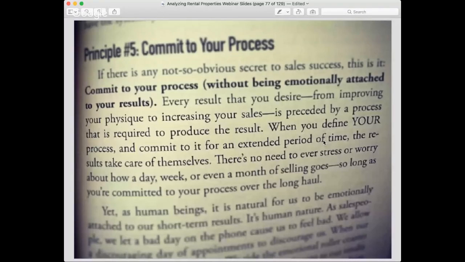Now, I'm going to read you guys this quote. It's actually on your worksheet because I think this is such a powerful quote. This comes from The Miracle Morning from Hal Elrod. He wrote this: every result that you desire, from improving your physique to increasing your sales, is preceded by a process that is required to produce the result. When you define your process, this is huge, guys, listen to this. When you define your process and commit to it for an extended period of time, the results take care of themselves. I love that.